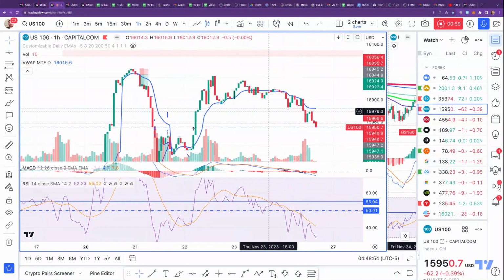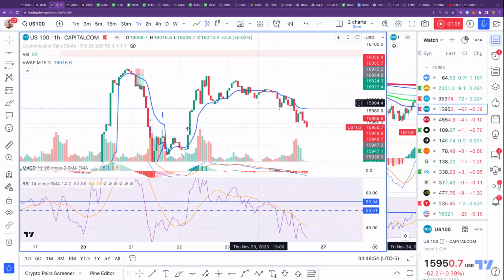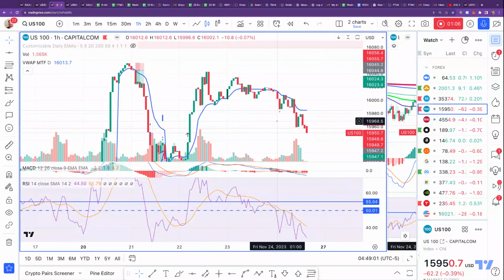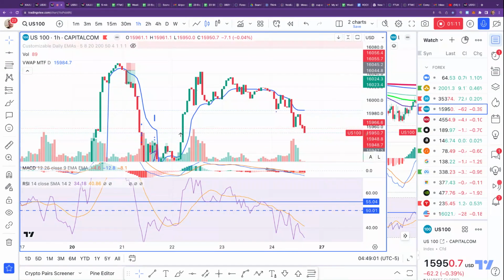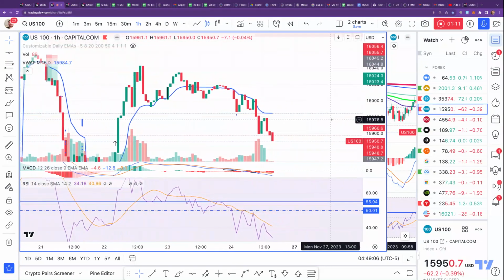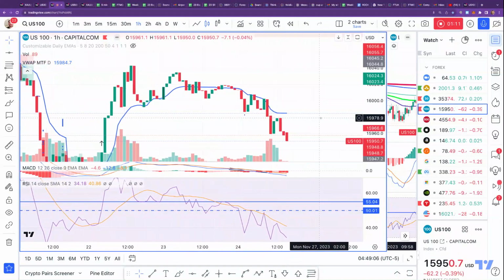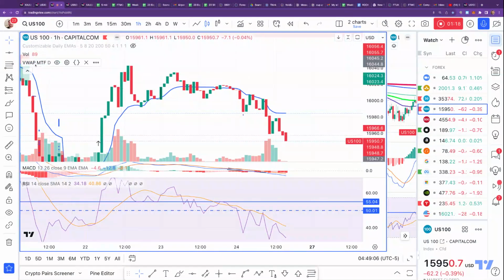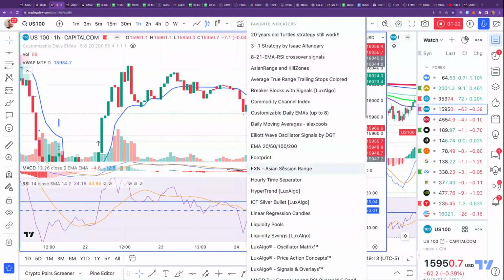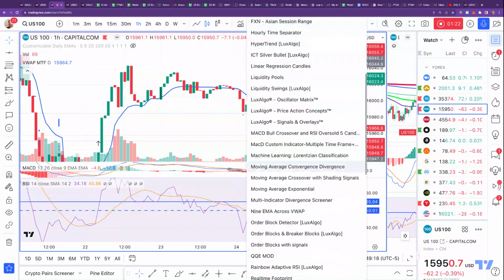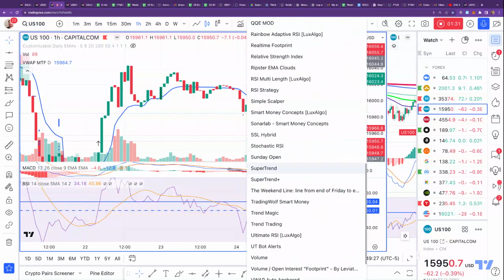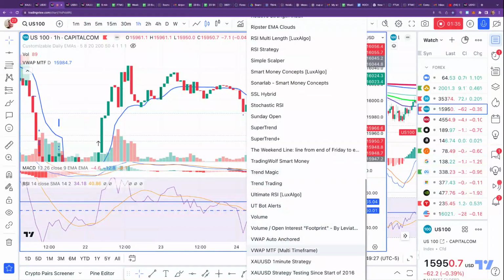So what I'm looking for, and it's easier to see without the wicks, is double tops and double bottoms on these 1 hour bars. It's a very simple strategy to trade, but you have to train your eye to know what to look for. Right now, all I've got on here is the VWAP MTF, which stands for VWAP multi-time frame. I find it very useful for trading indices. You can find it in the TradingView indicators by searching VWAP multi-time frame.